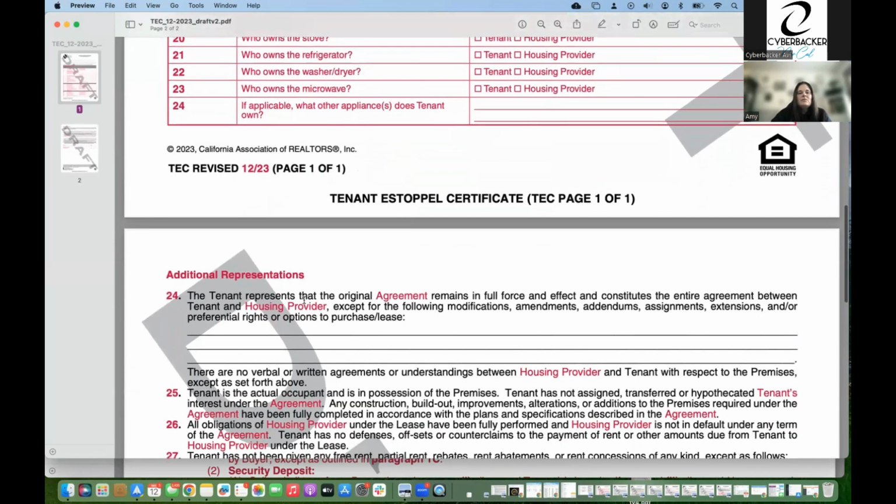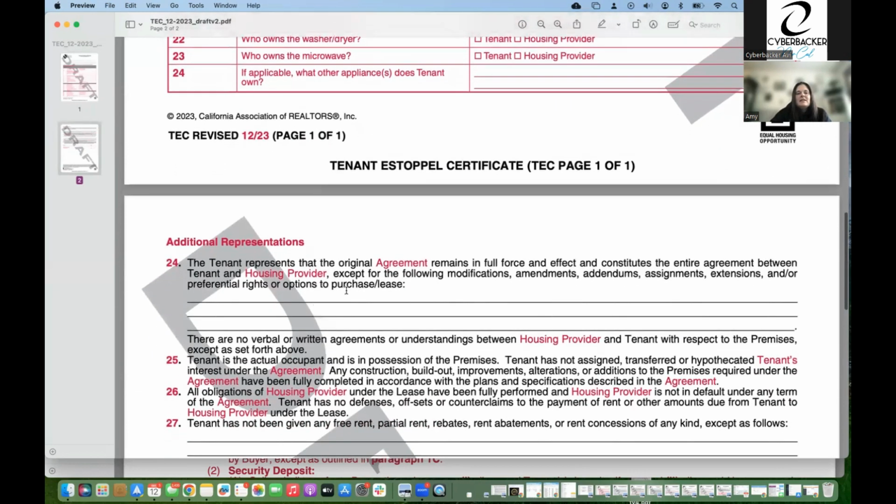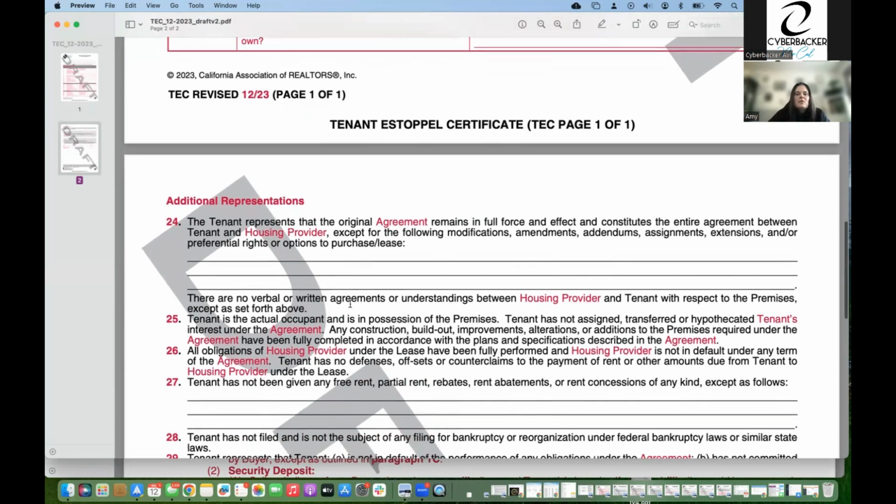Okay, additional representations. Tenant represents that the original agreement remains in full force and effect and constitutes the entire agreement between the tenant and the housing provider, except for the following modifications, amendments, addendums, assignments, extensions, or preferential rights or options to the purchase lease. There are no verbal or written agreements or understandings between the housing provider and the tenant.